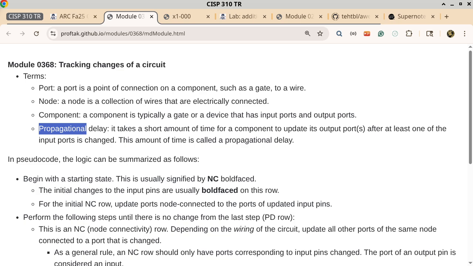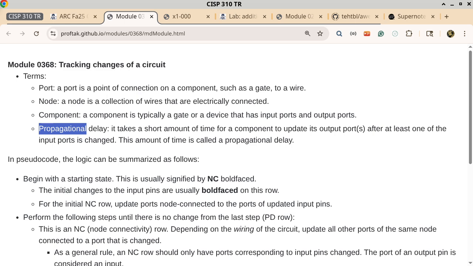That is correct. Yep. So the input pin has no propagational delay whatsoever because it only has a single output port. And then the output pin also has no propagational delay to speak of because it only has an input pin. Yep, that is correct. Okay, good observation.